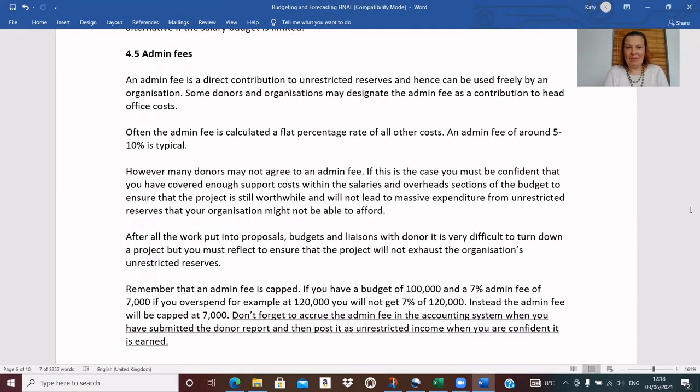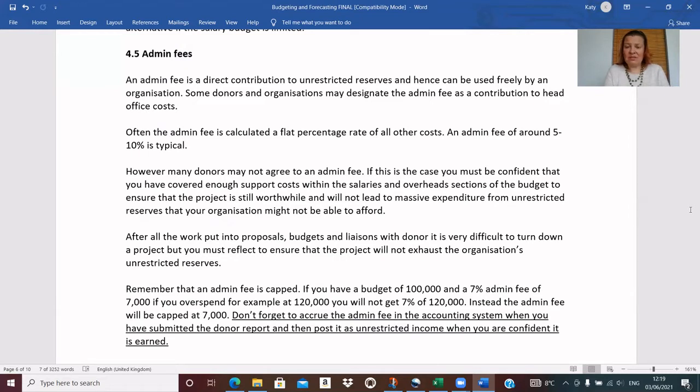Finally, if we're lucky, we might have a donor that allows an admin fee as part of our budget. The admin fee is what will become a direct contribution to our unrestricted reserves, and hence we can use it freely. In some cases, donors assume or request that the admin fee counts as a contribution to head office costs, so just be aware of that also. Typically, the admin fee is calculated as a flat percentage of all other costs, and it could be around 5 to 10%.